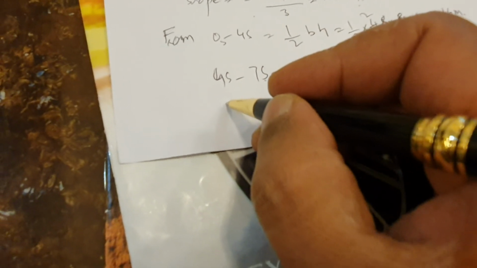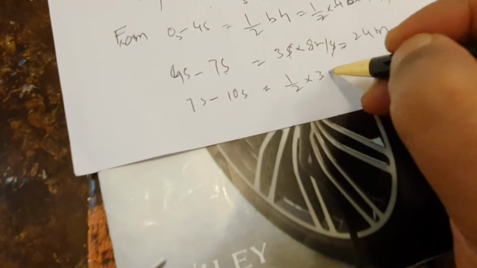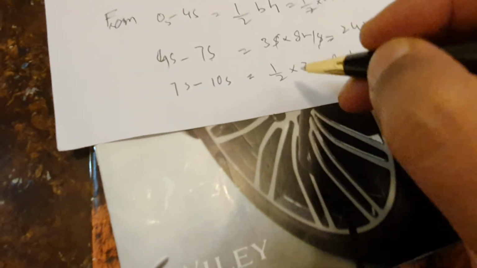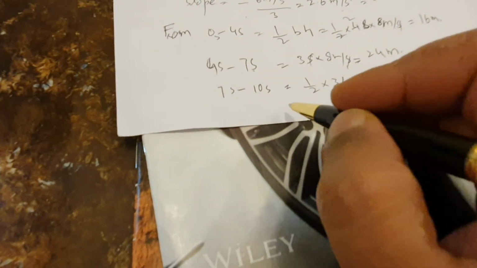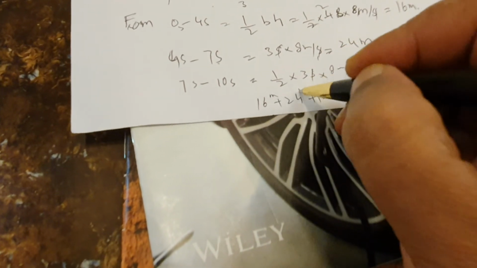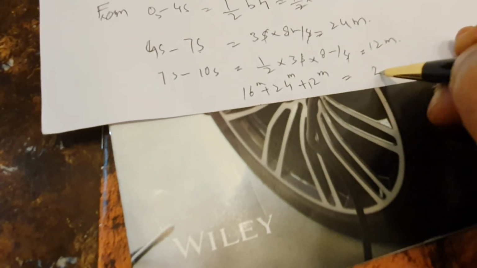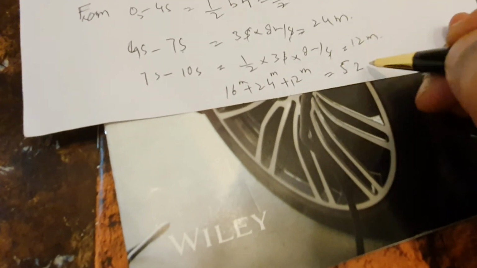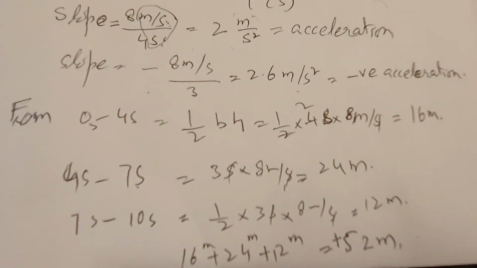And then in the last part I have a right angle triangle again, so I'm going to calculate the area of a right angle triangle, and that would be, from 7 seconds to 10 seconds, 1 over 2 times 3 seconds times 8 meter per second, and that would give me 12 meters. So what is the total area under the graph? It is 16 plus 24 plus 12 meters, and that would make 52 meters. So in 10 seconds, object has covered a displacement of 52 meters, and this comes out to be positive. So object is moving towards positive x-axis, right?